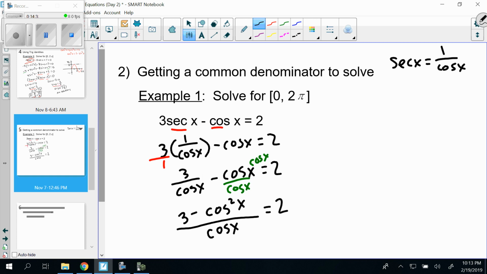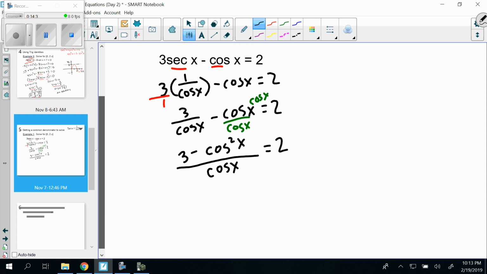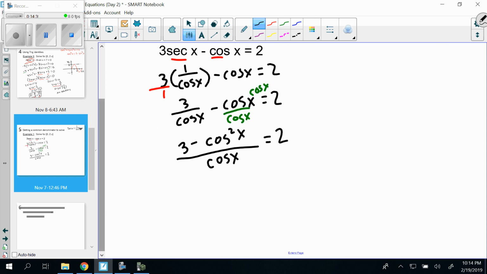Okay, so next thing now to solve, let's multiply through by that cosine x. So let's multiply it to both sides to get rid of the denominator. So we'll times the cosine x to both sides. That's going to eliminate these. So now we got 3 minus cosine squared x equals 2 cosine x. Now this is starting to look more like what we've had in the past.